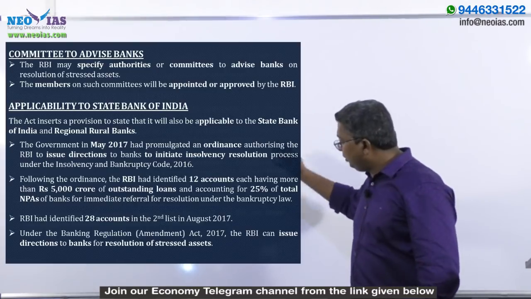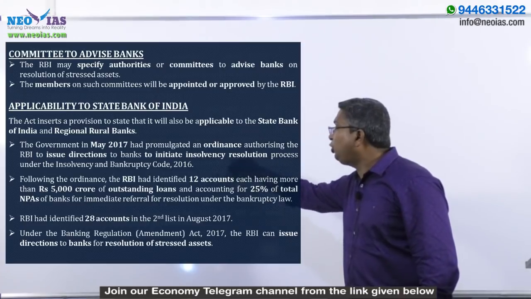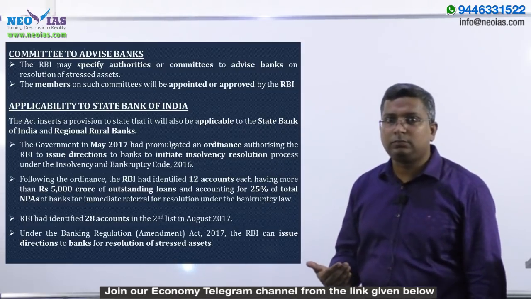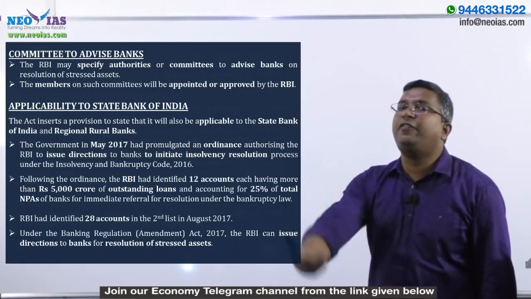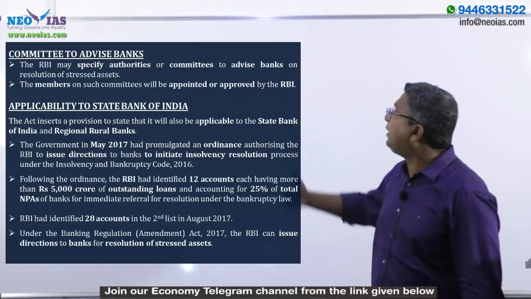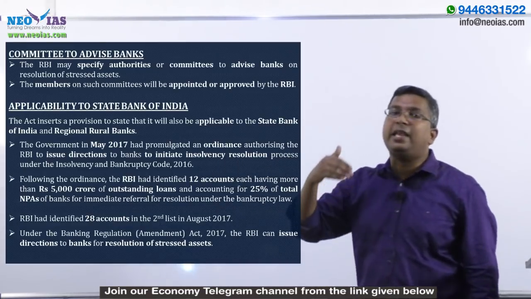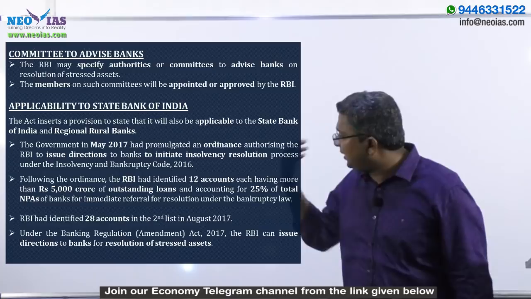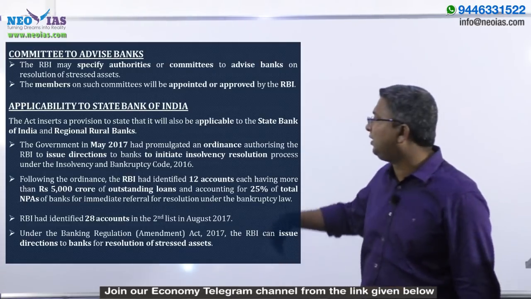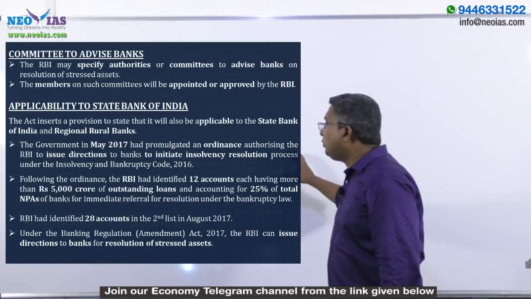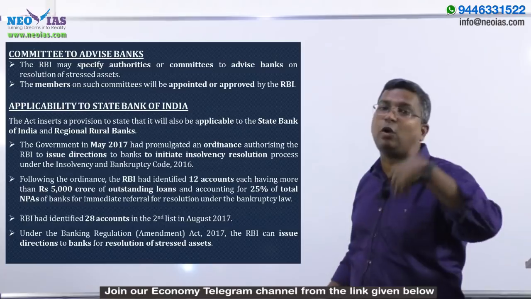There have already been many articles, and UPSC can ask this also: which are the 12 companies initially identified by RBI? The Economic Survey also mentioned these 12 companies. I already sent you the list of the 12 companies long back, so please refer to it. Initially RBI identified 12 companies which constitute 25% of the total NPA.